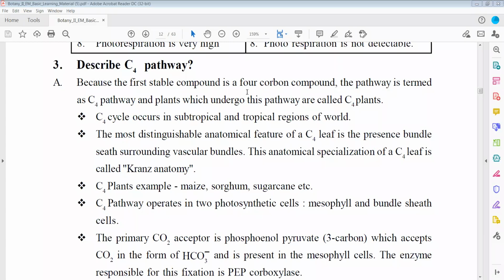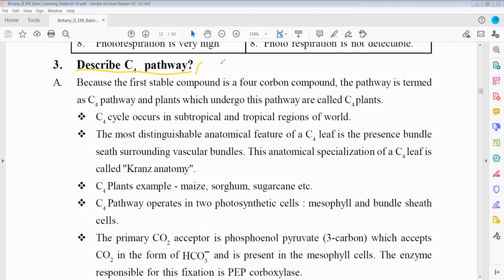Good morning, students. Today we are going to discuss second year botany, first unit, fourth chapter, 4 marks question answers. That is the third one. Describe the C4 pathway, or C4 cycle, or Hatch-Slack cycle.